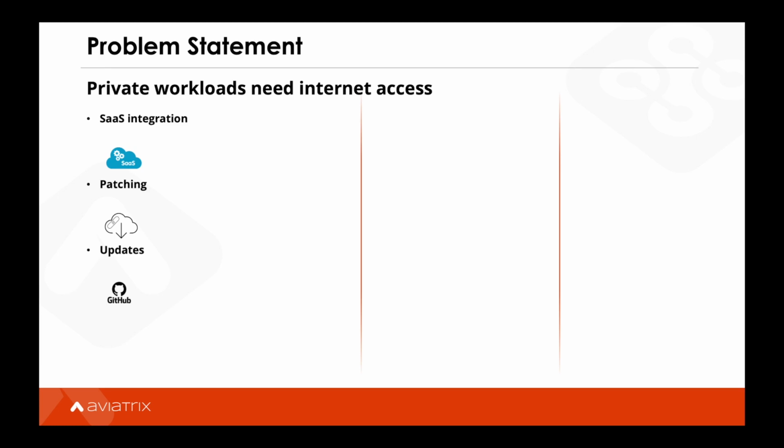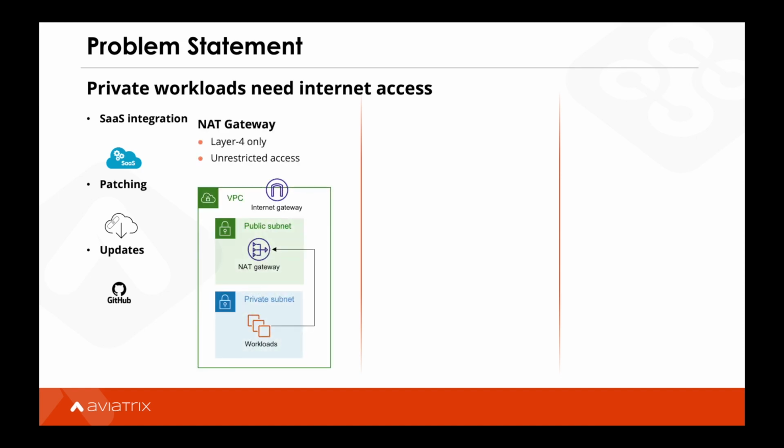You need to support such egress actions. You can't just stop them altogether. So what are your options? Well, you could try filtering based on the IP addresses your workloads need to access, such as Microsoft 365, but those IPs are always changing, so that's not a very scalable approach. A better approach is to use fully qualified domain names, or FQDN.